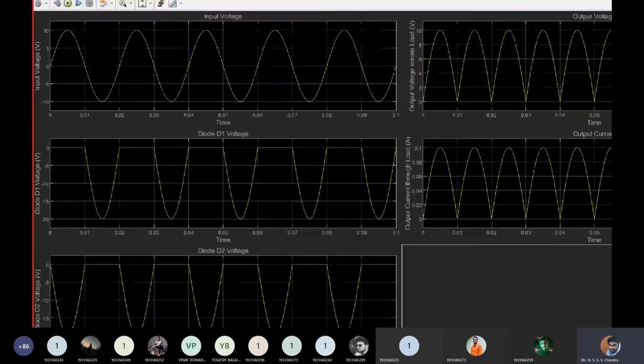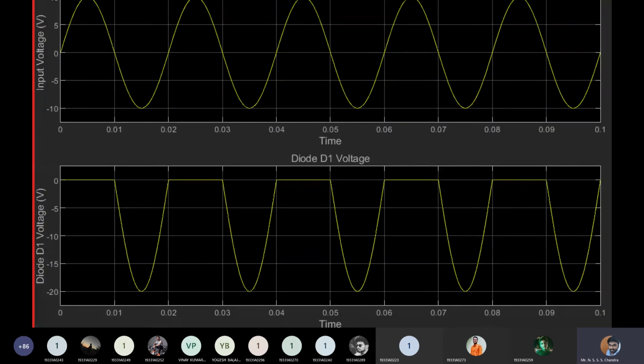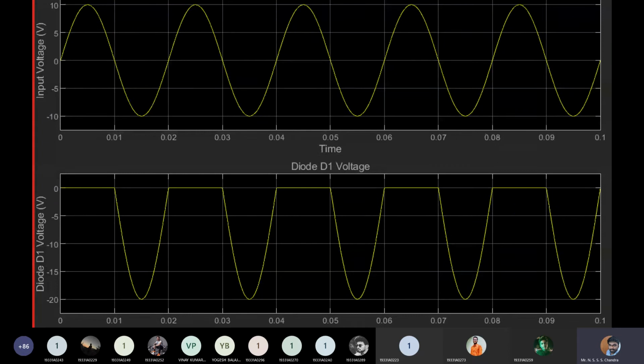For the negative half cycle, your diode D1 is in reverse bias and it acts like an open circuit. What you are observing here is that the voltage is not equal to Vm, but equal to 2Vm. So what is the peak inverse voltage value, Vm or 2Vm? When you are giving a voltage of Vm magnitude, what will be the peak inverse voltage value?